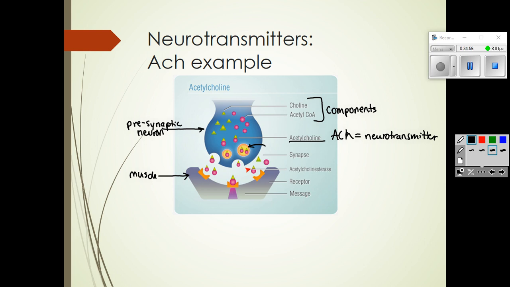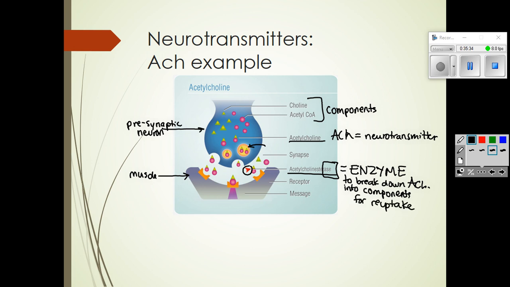But there's something extra down here. It's a different shape. Acetylcholinesterase ends with ASE, meaning it is an enzyme. A lot of neurotransmitters have this. There is an enzyme that is released at the same time as the neurotransmitter to break down acetylcholine into its components for reuptake.